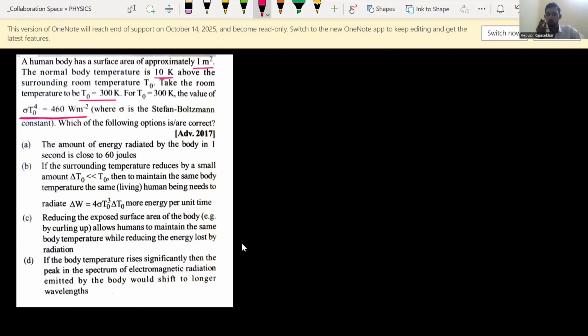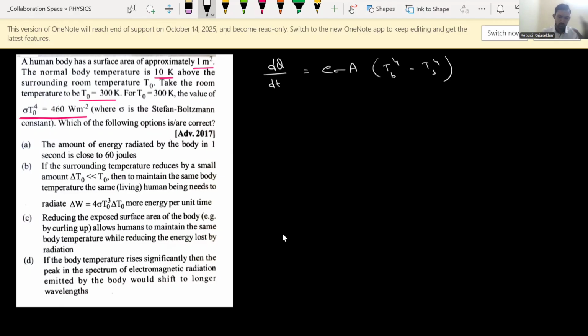Because we know the formula dq by dt equals sigma A times T_B power 4 minus T_S power 4, they have given here that sigma T naught power 4 is 460, where sigma is the Stefan-Boltzmann constant. Which of the following options are correct? First I write the general equation, as per the data we will convert it, and later verify the options. So first, dq by dt equals E sigma A times T_b power 4 minus T_s power 4.